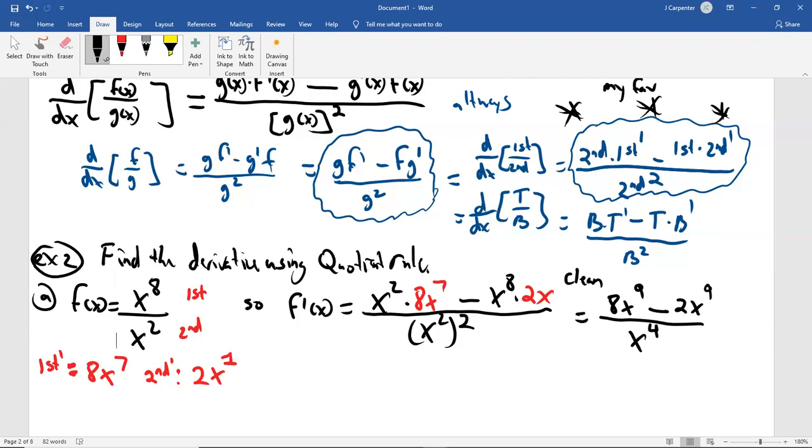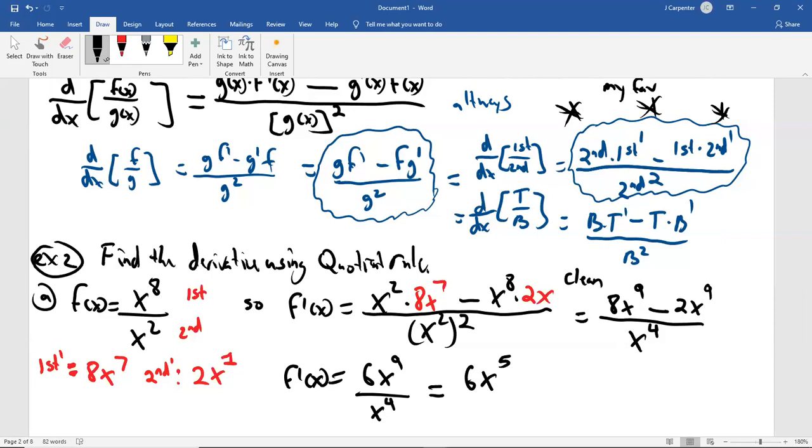It's kind of like when you go to driving school and then we put you on the road, you're on the road now. You got to know the rules of the road. Algebra being the rules of the road. And we can clean this up. We can combine the top. So our f prime of x, 8x to the 9th minus 2x to the 9th is going to be 6x to the 9th. Then the bottom is just still our x to the 4th. But we can clean this up. We can subtract the exponents. 9 minus 4 is 5. Again, know your exponent rules inside and out.